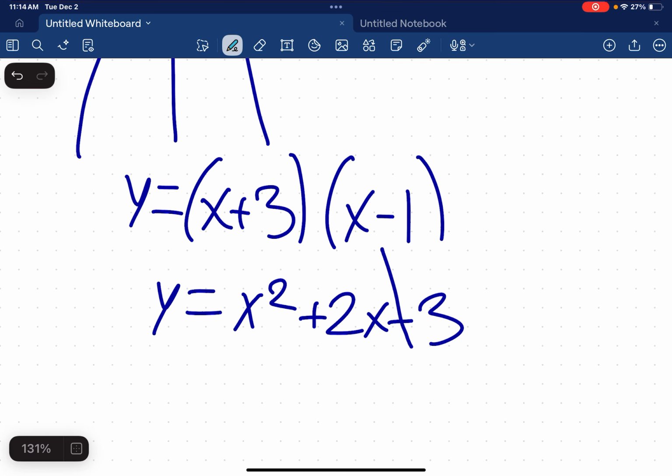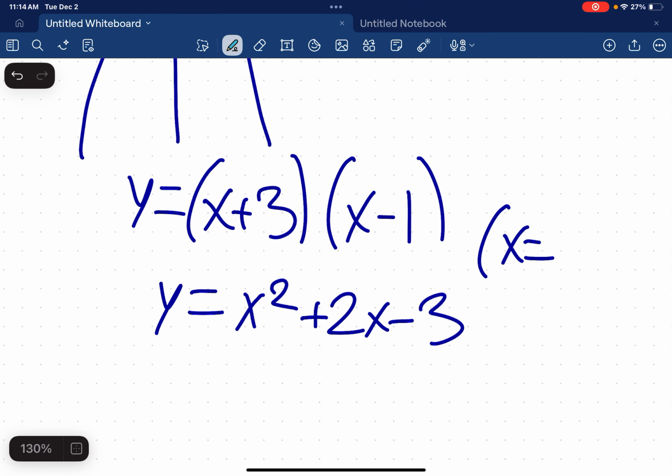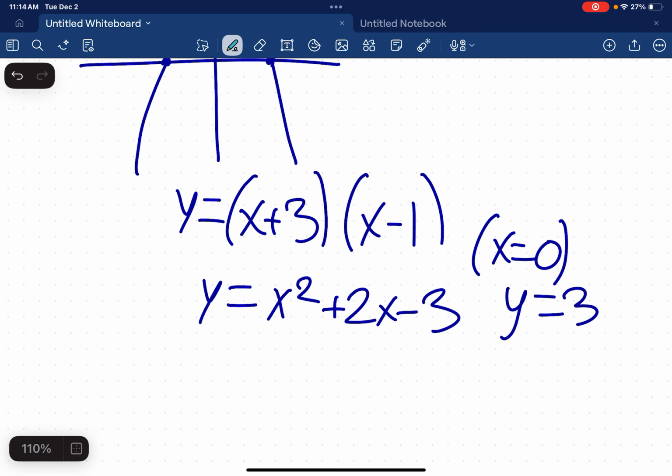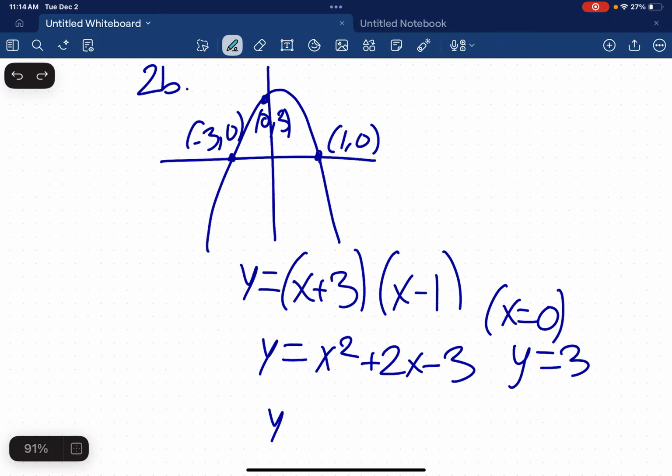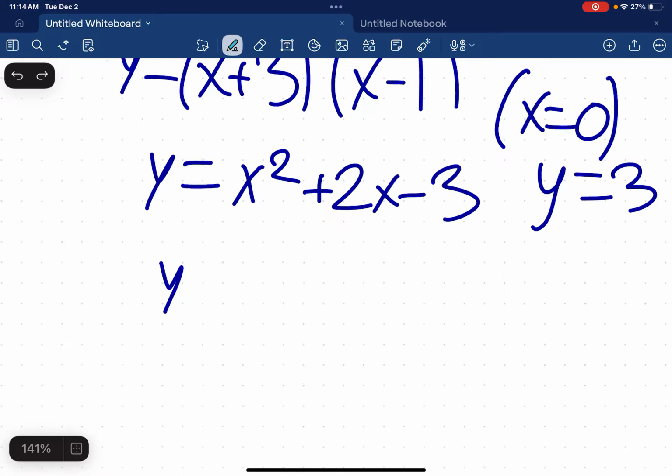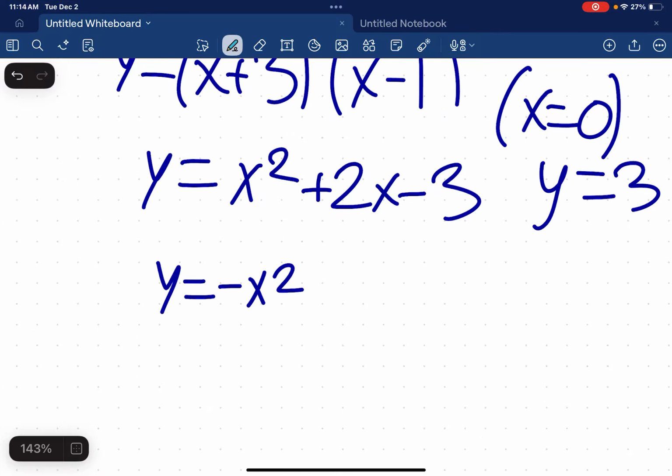It says that when x is equal to 0, y is equal to 3. The issue is when x is equal to 0 here, y is not in fact equal to 3. It's going to be equal to negative 3, so that tells me that we need to multiply this entire thing by negative 1, and it makes sense because our a value needs to be a negative number for this equation to look true. So that means we'll get negative x squared minus 2x plus 3, and that is our answer.